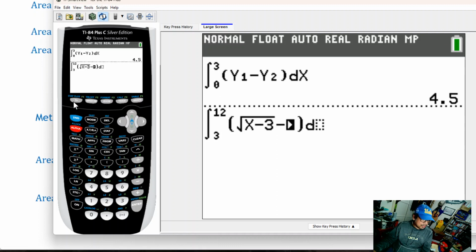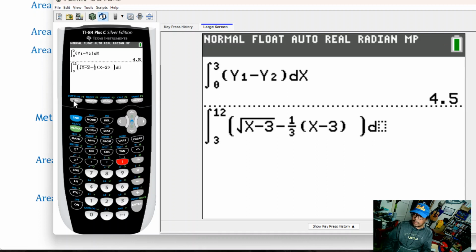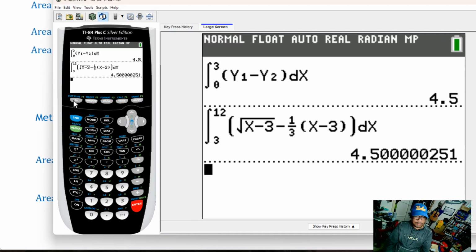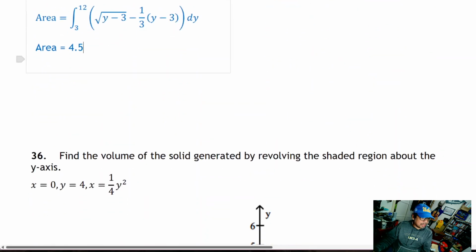Minus, and then I think it's 1/3 of y minus 3. Again, we're using x instead of y. And then dx, because we're using x instead of y. And that should give me 4.5 as well. Yeah, that's a 4.5 right there. And that takes care of question 35.